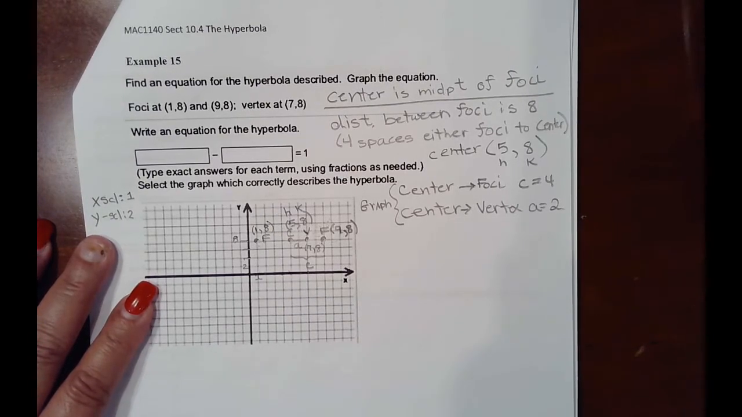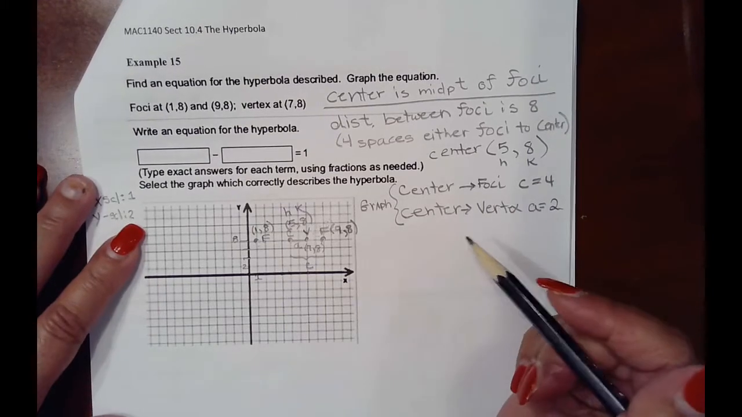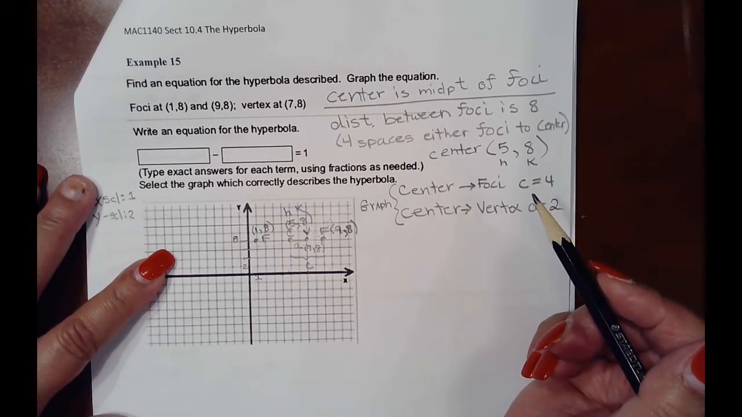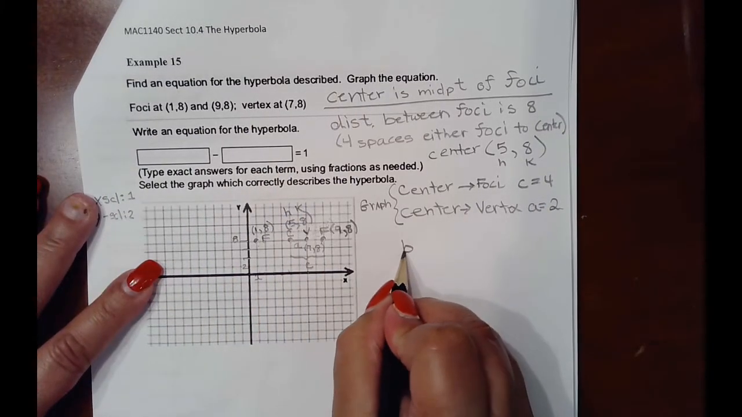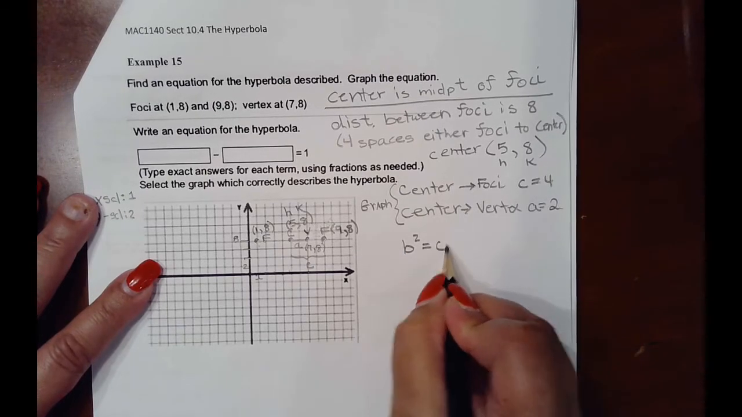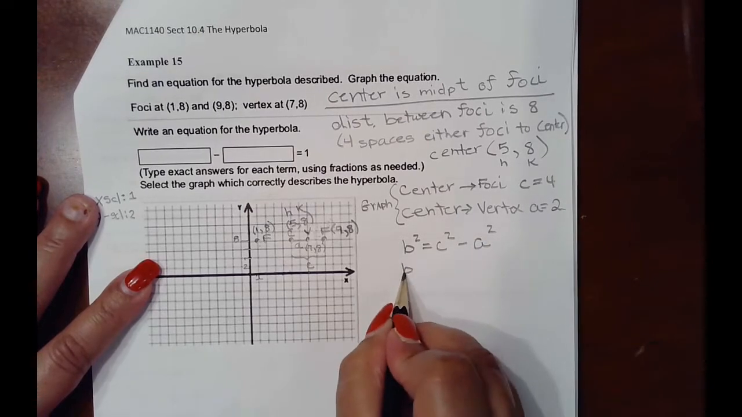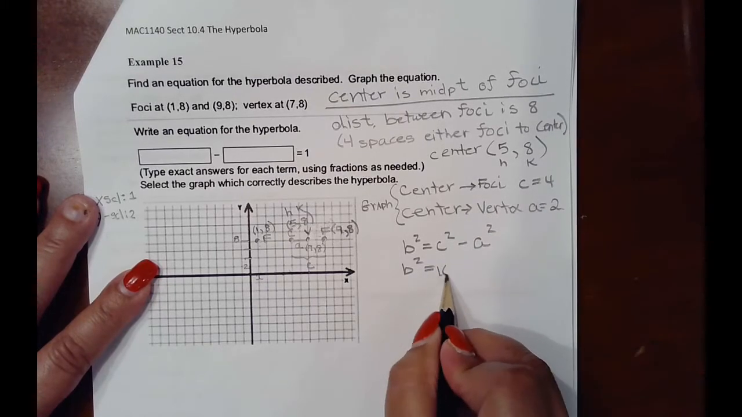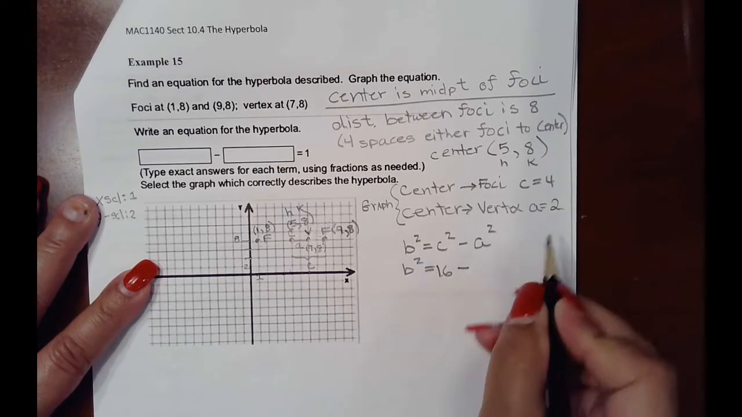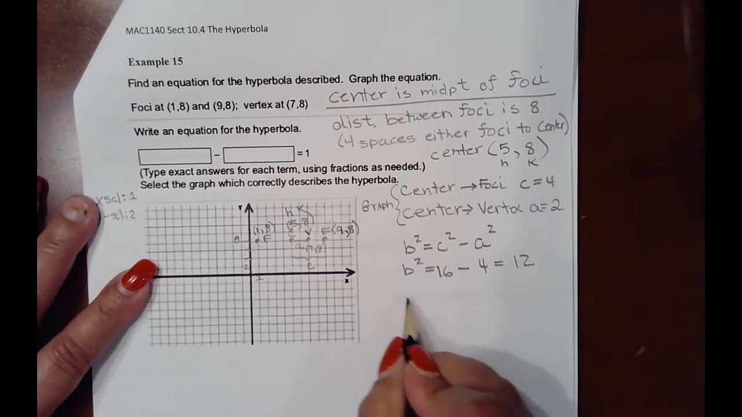Okay, so now I know quite a few things, and I'm on my way to writing the equation because now I have 2 values out of the 3, and the formula that we learned that relates A, B, and C will allow me to get B so that I can finish this equation. So it's B squared, once again, is equal to C squared minus A squared. Okay, we don't know B squared yet, but we do know C squared. This is C, therefore C squared is 16. A value is 2, therefore A squared is 4. So B squared is 12.